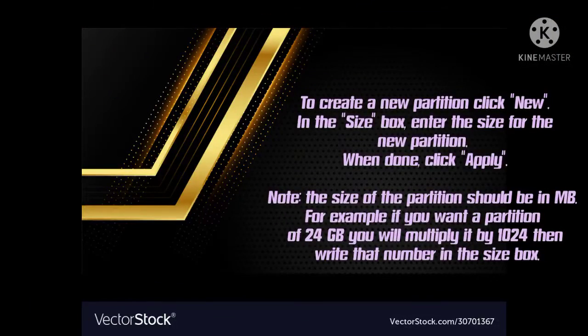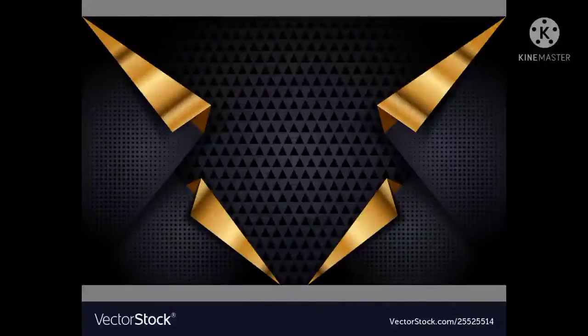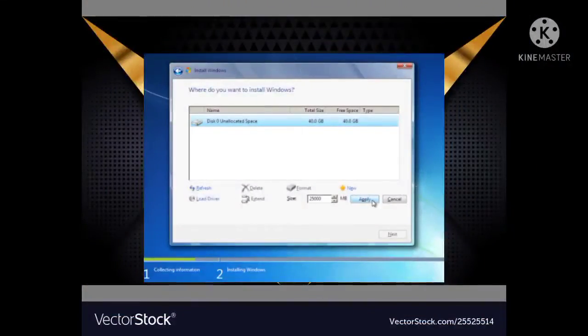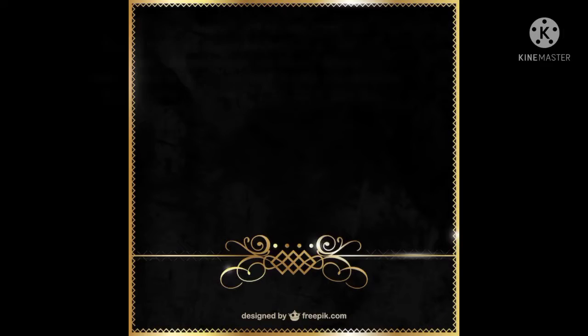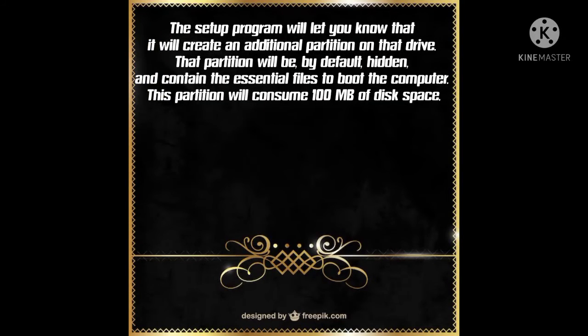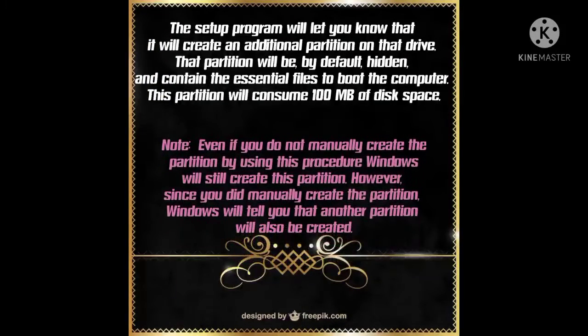Another is to create a new partition. Click New. In the size box, enter the size for the new partition. When done, click Apply. Note that the size of the partition should be in MB. For example, if you want a partition of 24 gig, you will multiply it by 1024, then write that number in the size box. It looks like this.